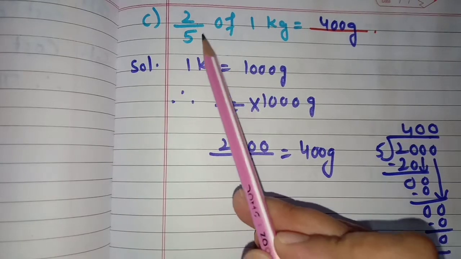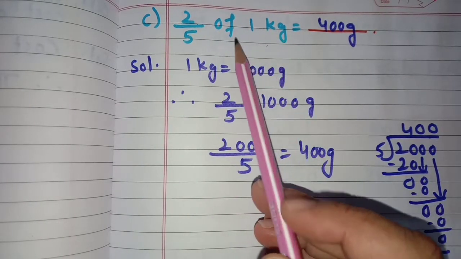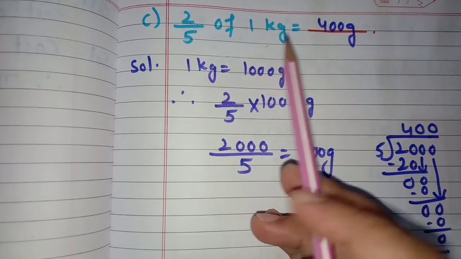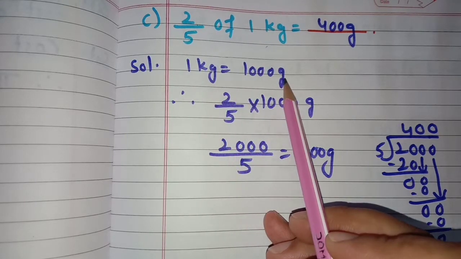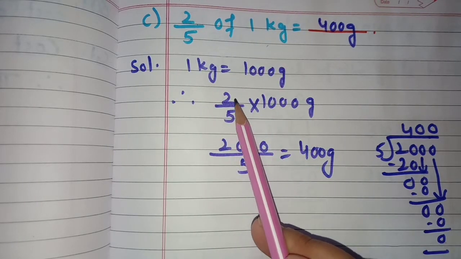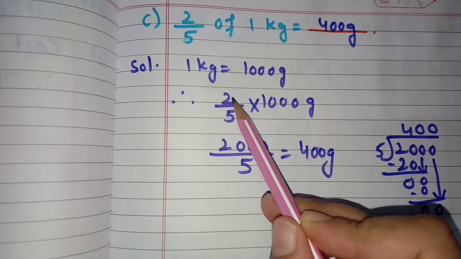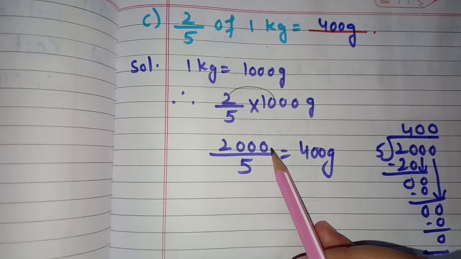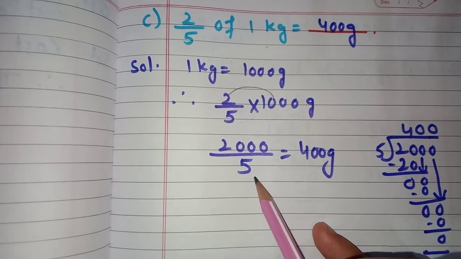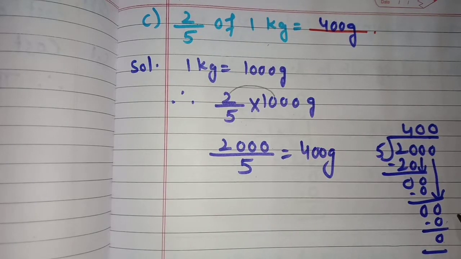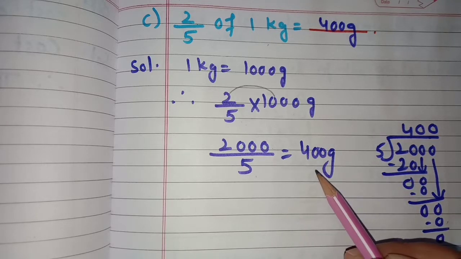Now part C, 2 by 5 of 1 kg. Now we have to find 2 by 5 of 1 kg. We know that 1 kg is equal to 1000 grams. So we will find 2 by 5 of 1000 grams. Now how can you find it? You can multiply 2 and 1000, so you will get 2000, and divide it by 5. Now using the long division method, you can divide it and you will get the answer 400.